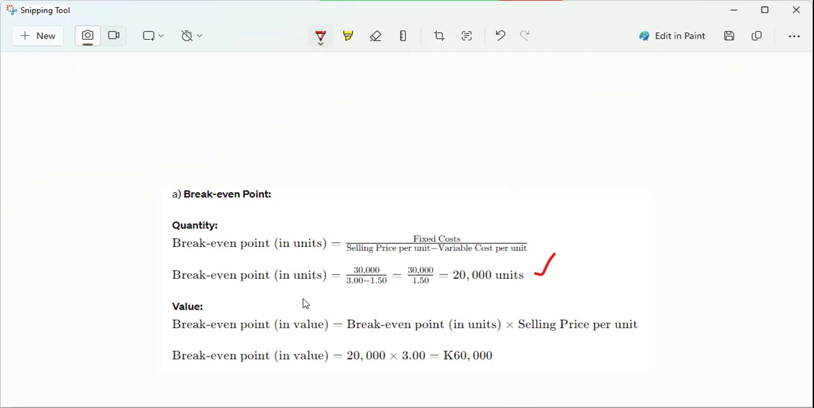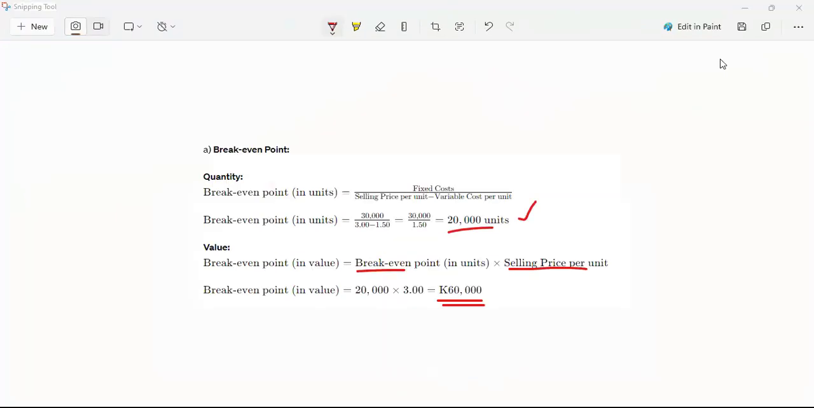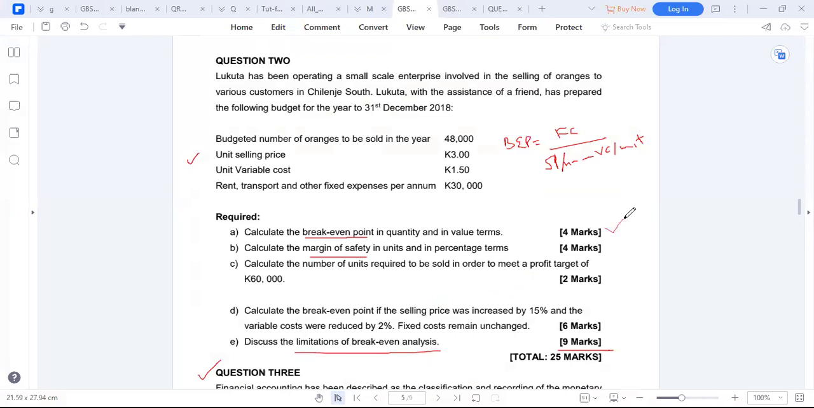Then in value, what do we do? You multiply the break-even point in units by the selling price. Yes, so these units, multiply them by the selling price. So 20,000 units times the 3 kwacha selling price per unit, which is 60 kwacha. So this is how this question would be answered, as simple as that, 4 marks.